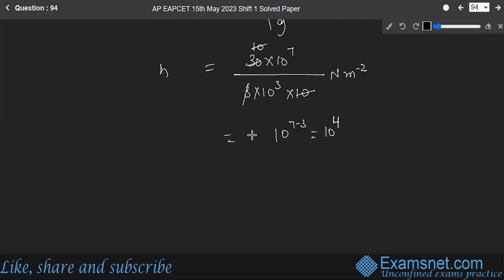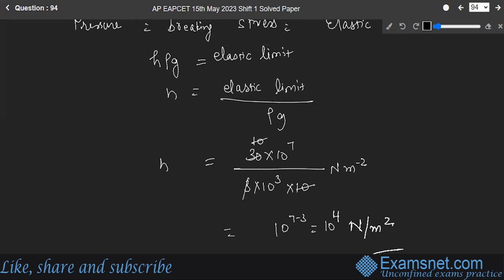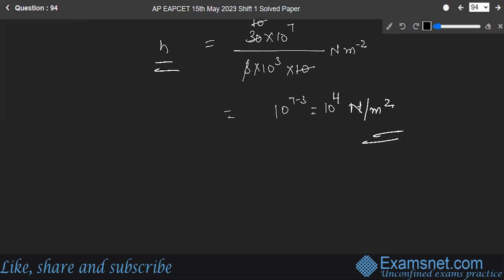Oh, sorry, this is height. So this is in meters. So the height comes out to be 10 raised to power 4.